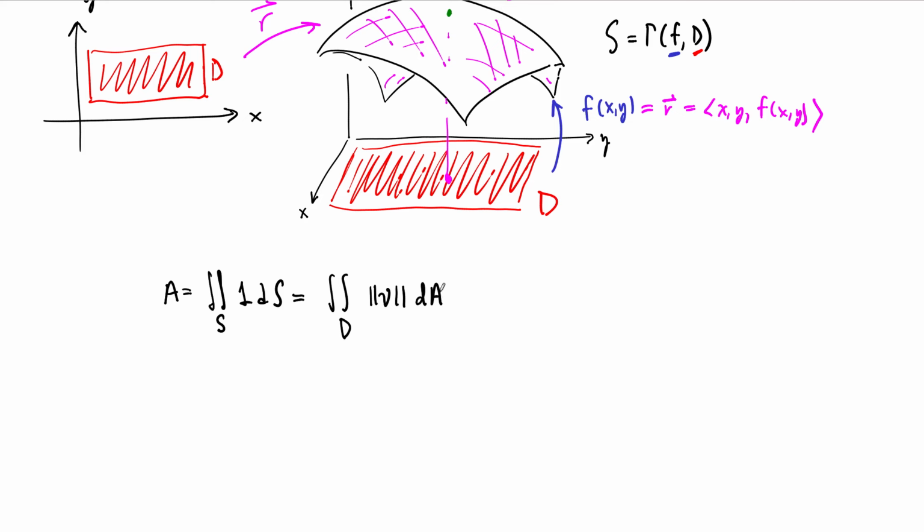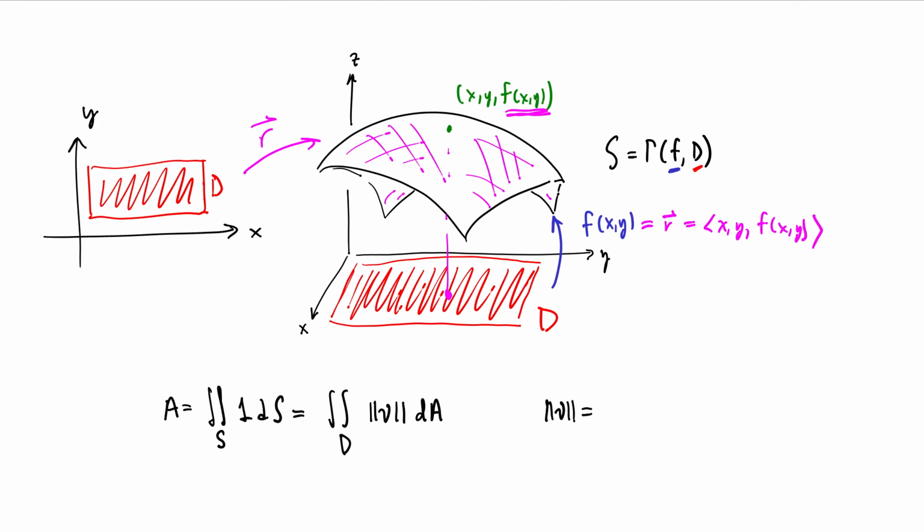All right. And recall here that nu itself is the cross product of the derivatives of r with respect to the parameters. In this case the parameters are x and y, so this will end up being the partial derivative of r with respect to x, cross product with the partial derivative of r with respect to y. And then we'll have to, of course, take its length to compute the surface area.